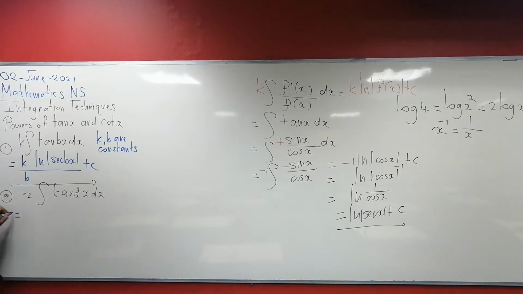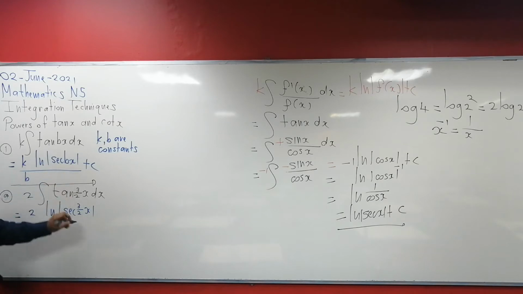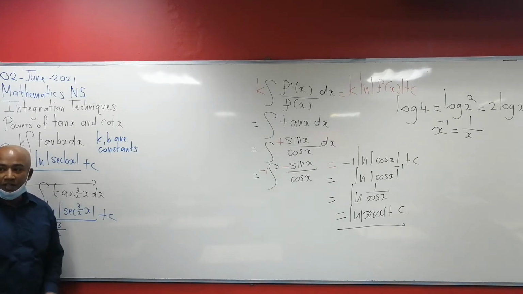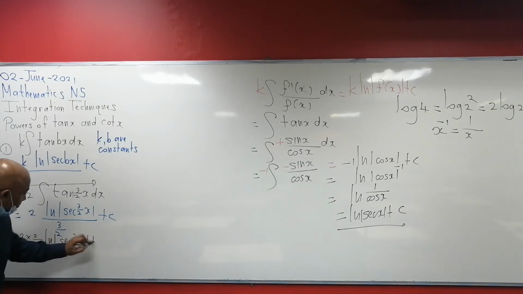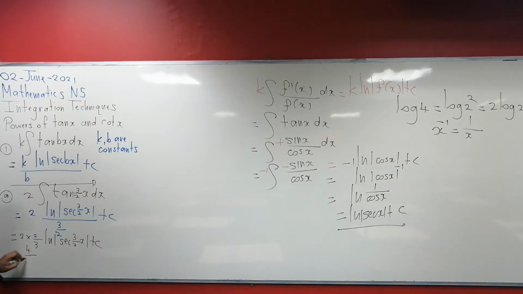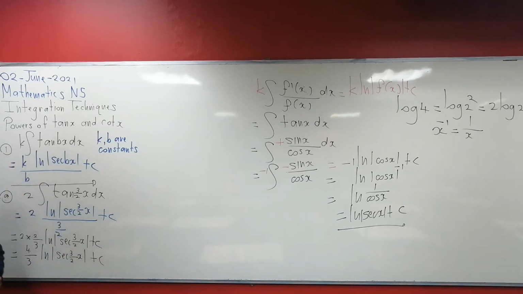So I'll integrate it, that's going to be 2 ln absolute value of sec 3 over 2x, so I got sec of bx all divided by 3 over 2 plus c. And you're done. That's a standard integral for tan. Now remember, I'm dividing by 3 over 2, which is the same as multiplying by 2 over 3. So therefore, I get 4 over 3 ln absolute value of sec 3 over 2x plus c. We're done.